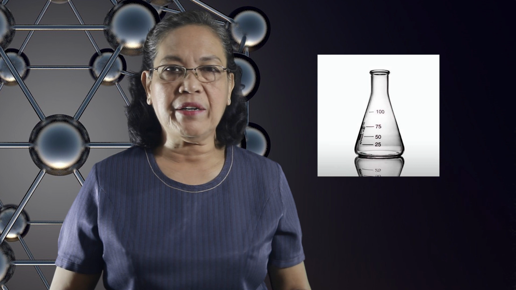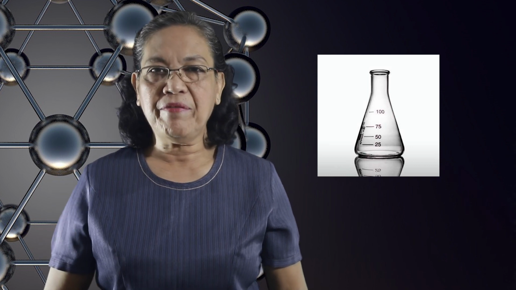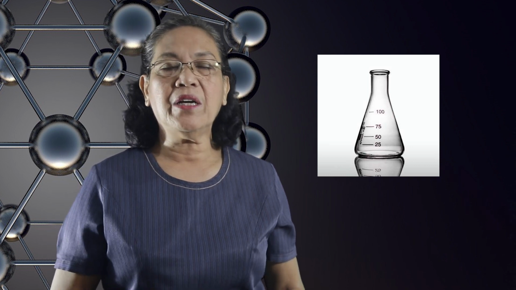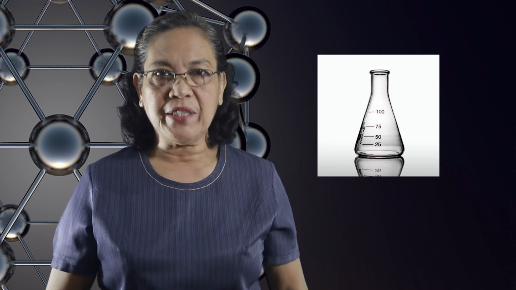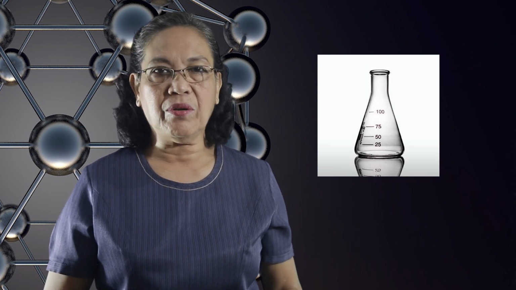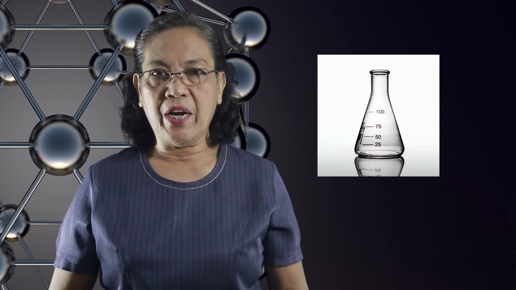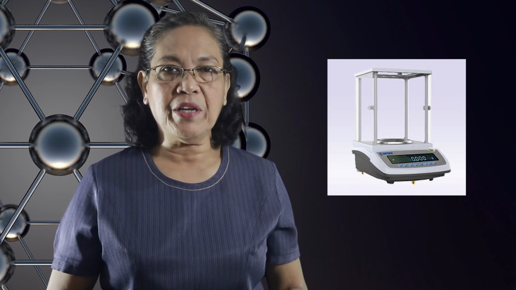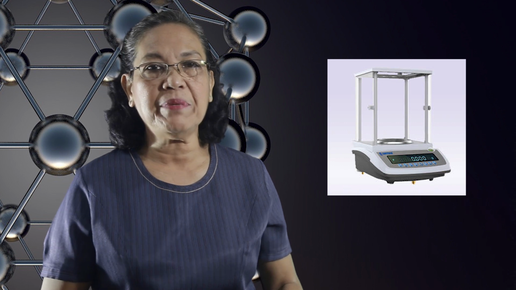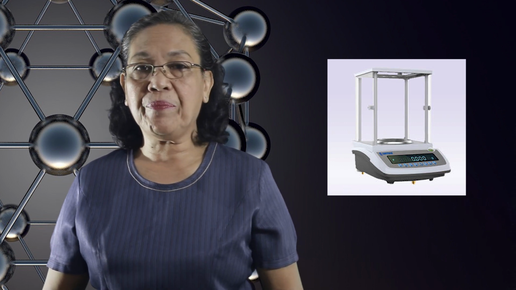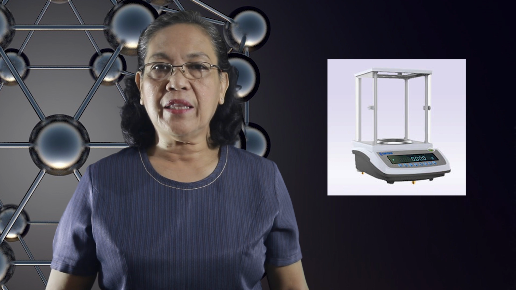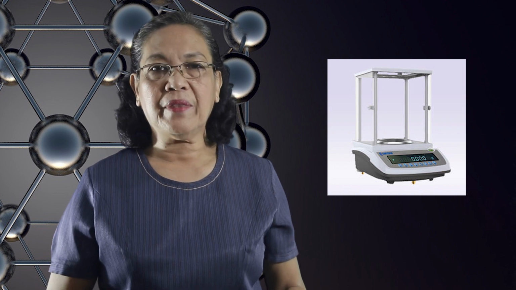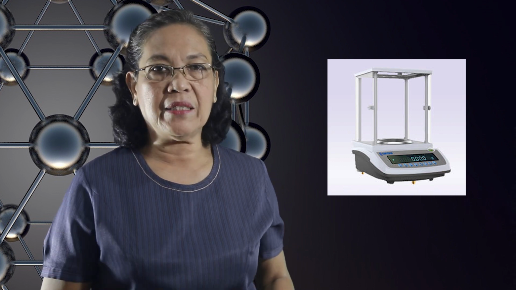Number 9 is the Erlenmeyer flask. The Erlenmeyer flask is used as a receptacle for the titration process, or this is also an apparatus used to measure large volumes of liquids. Number 10. This is an analytical balance. This is used to measure the weight or the mass of substances, and its accuracy is up to the 10,000th place or the 4th decimal place.